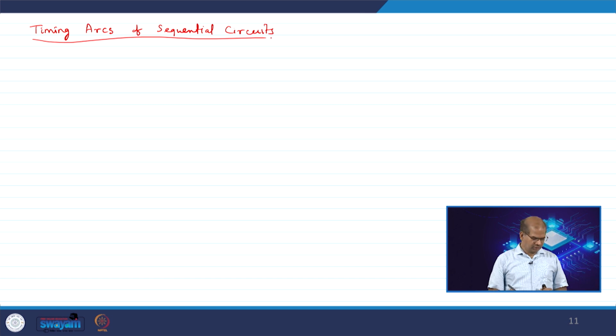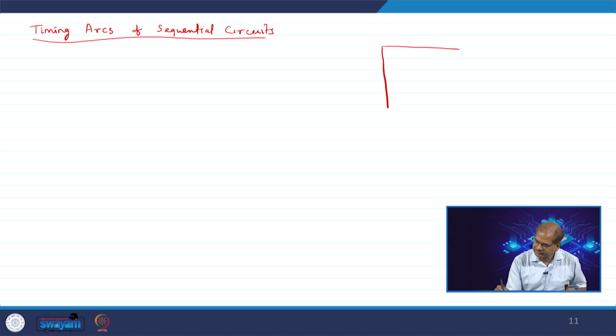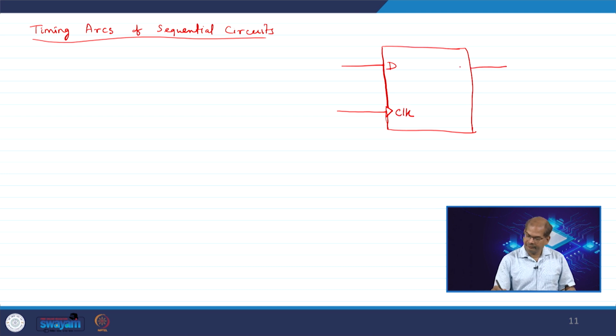Okay. So, let us take a sequential circuit. This is a D flip flop. So, you have a clock pin. This is the clock, this is the D pin or data pin, then you have a Q, then some D flip flops have Q bar, and you have an asynchronous reset.